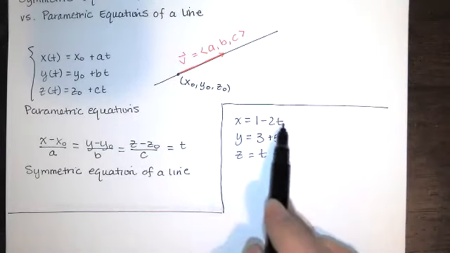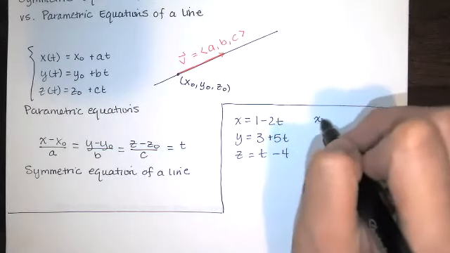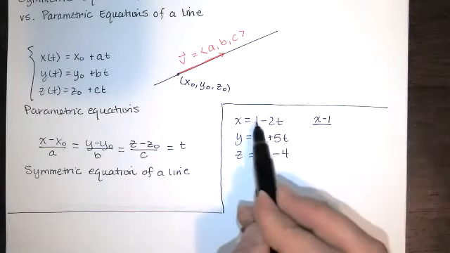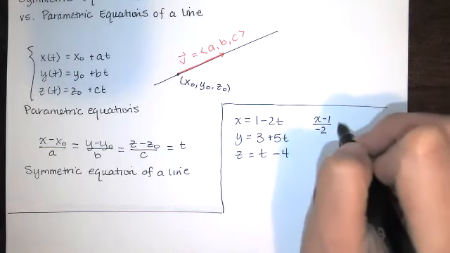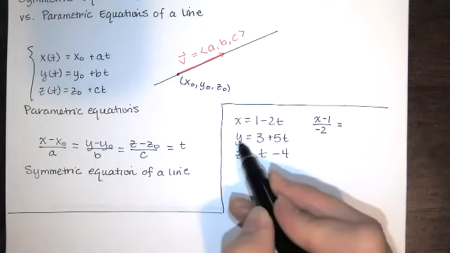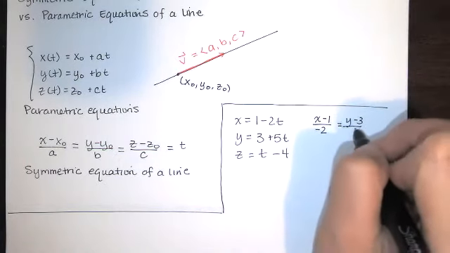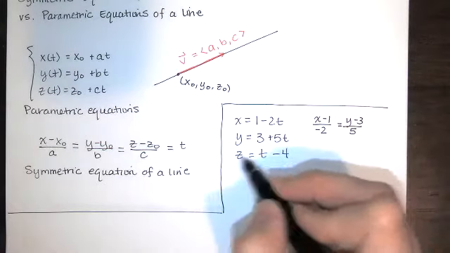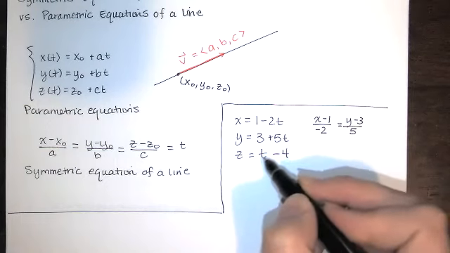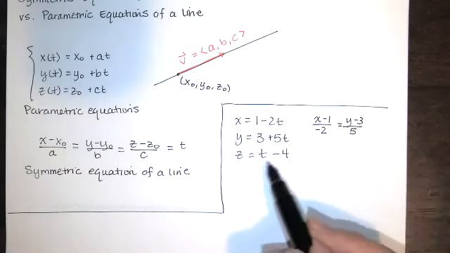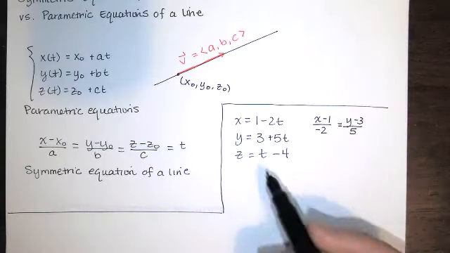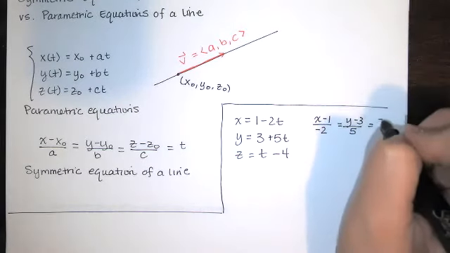If I take this and I solve for t, I'll have x minus 1 divided by -2 is equal to t. Over here, I'll have y minus 3, then I divide by 5, that's equal to t. And over here, careful, these are in a different order. If I'm solving for t, I get z plus 4 is equal to t.